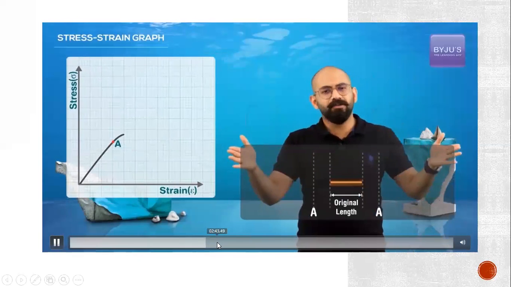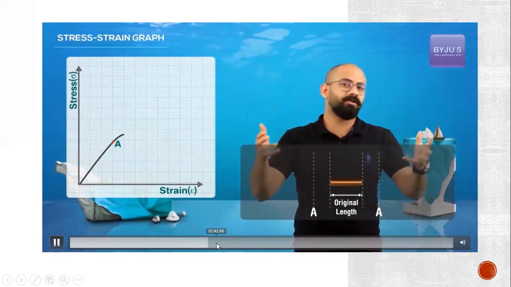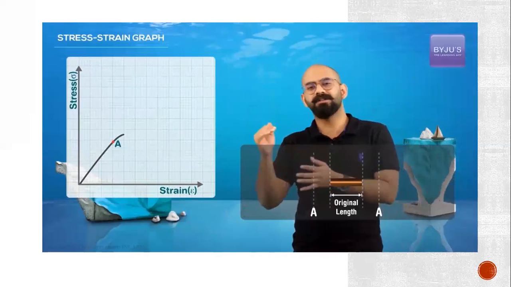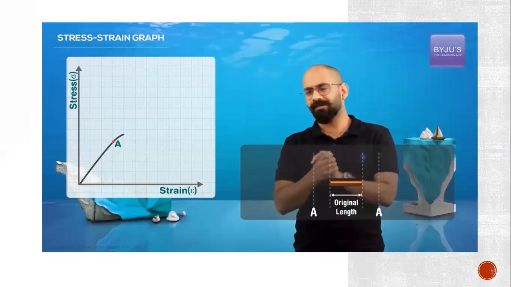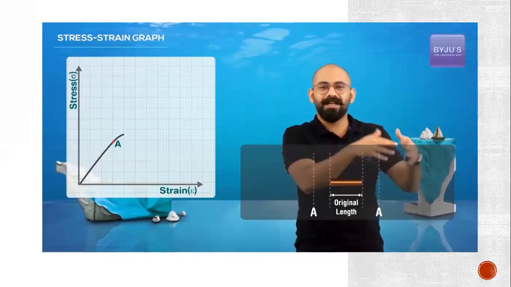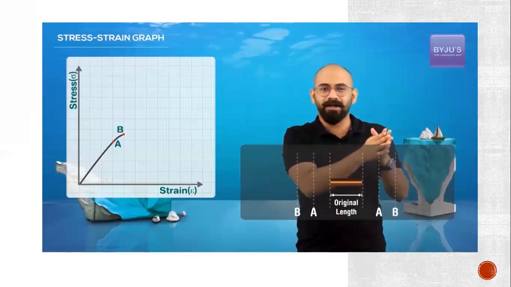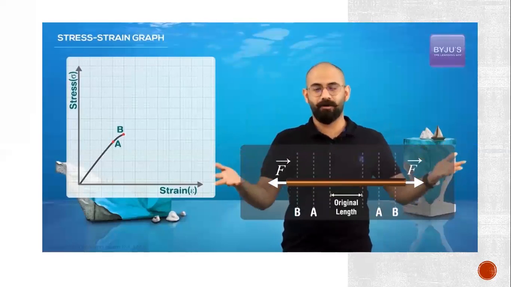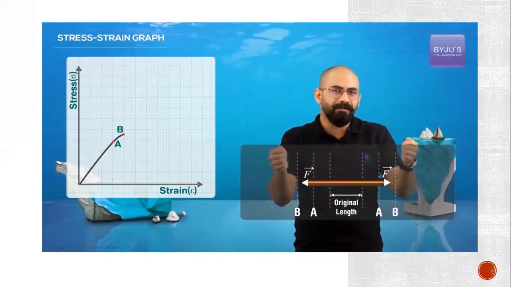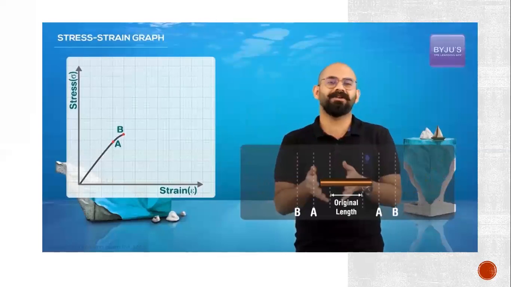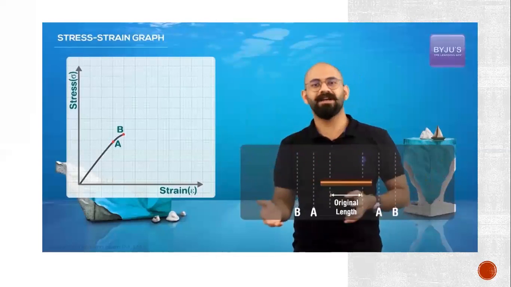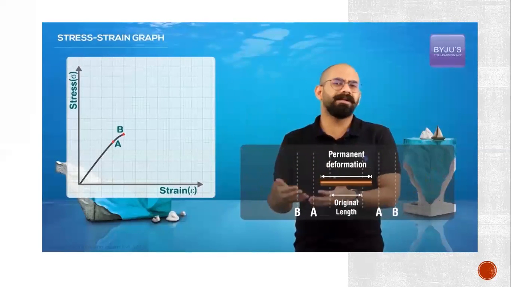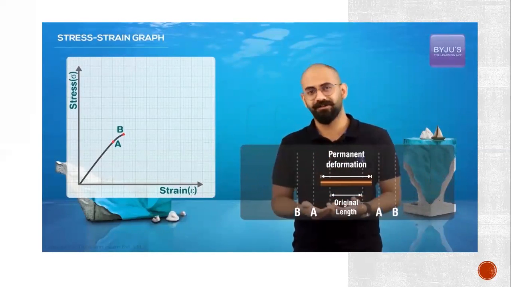If I reduce the force slowly, it will still come back to its original length. So it is still completely elastic, even though the proportionality is not valid. Okay, fine. But next comes, let's say I'll take another point B. After that point B, now that I've increased the stress beyond that point, if I bring it back slowly, what I find is at zero stress, there is a net strain, there is a net elongation. In other words, we've created a permanent deformation, a permanent elongation.